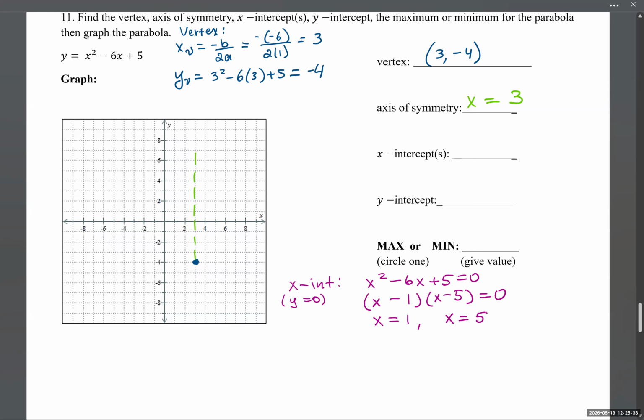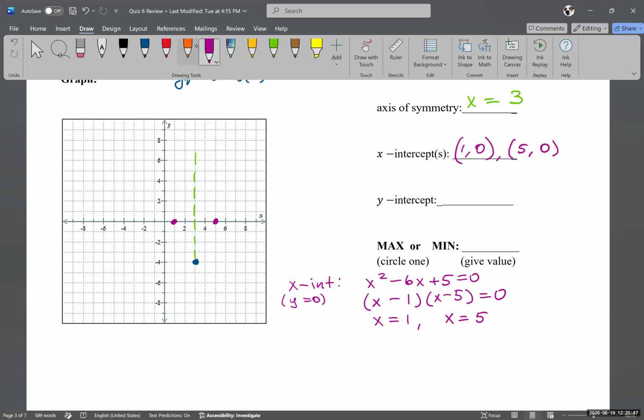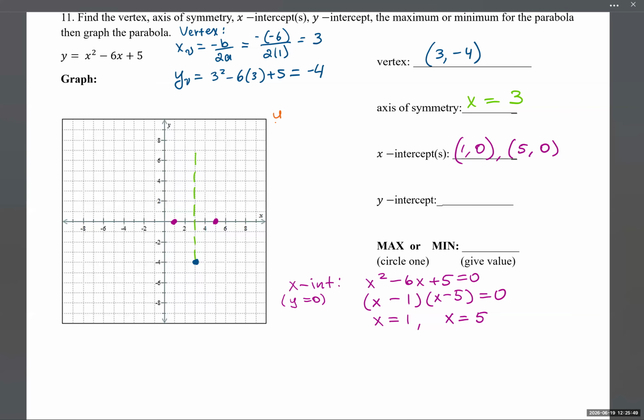We'll go ahead and plot those, 1 and 5, and write them down as coordinate pairs. So (1, 0) and (5, 0). Go ahead and do the y-intercept now. That's when x is 0, so 0 squared minus 6 times 0 plus 5, and it is at 5 again. So (0, 5).